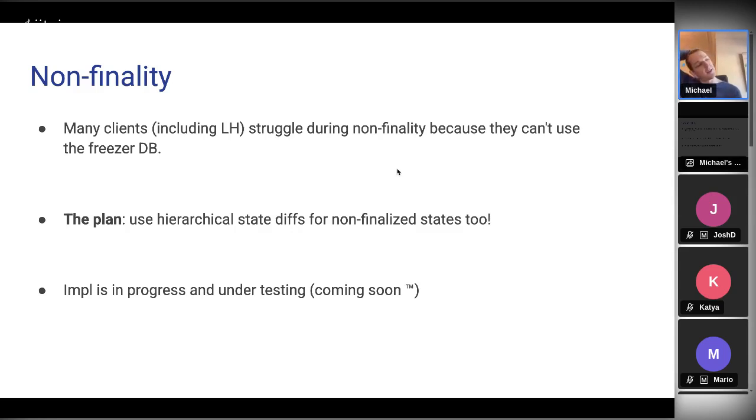We did manage to get it back on Holesky, but through sheer willpower and getting people to coordinate in, I guess, an unusual way that they probably wouldn't coordinate on mainnet. People basically agreed to slash themselves, which would not happen on mainnet. But yeah, we do have a plan to fix this, and this was something that we were working on even before the Holesky non-finality, and it's to use the hierarchical state diffs for the non-finalized states too. This seems to work really well. It's just in the process of being tested, and we're ironing out a couple of bugs and making sure that it's really watertight before we ship it on mainnet.